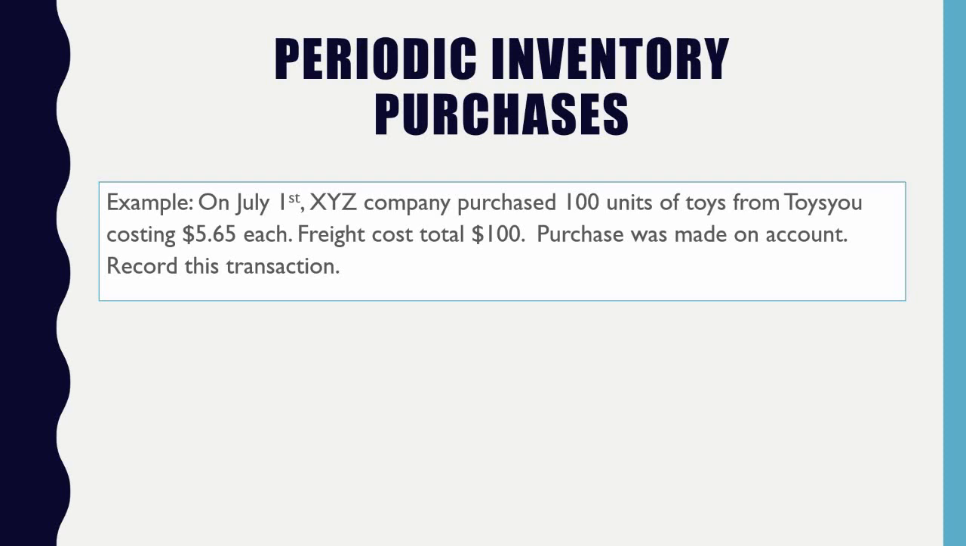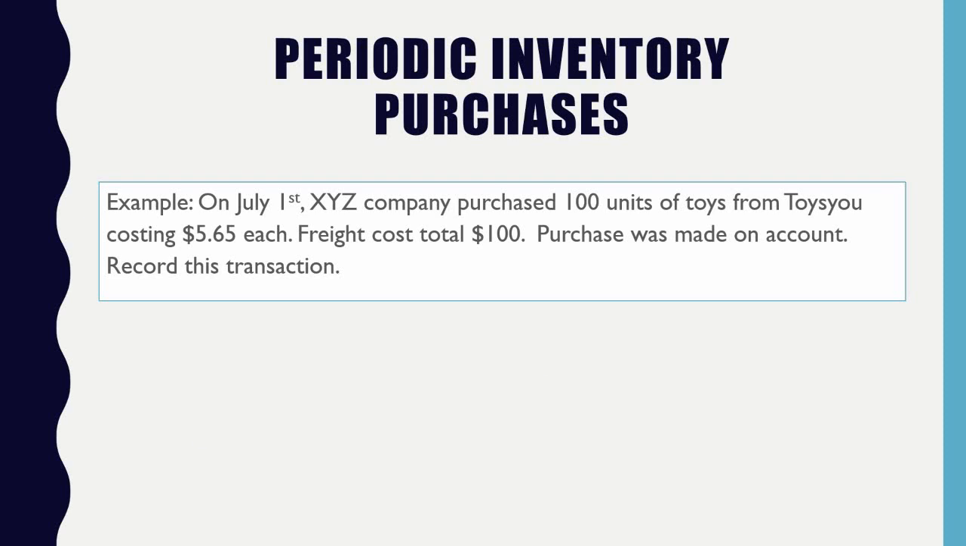How do we purchase inventory? For this example, XYZ company decided to purchase 100 units of toys from a company called Toys R You, and it cost $5.65 per toy. And you have freight costs of $100. The purchase was made on account. So here's some terminology you need to know, and let's go ahead and record this transaction.